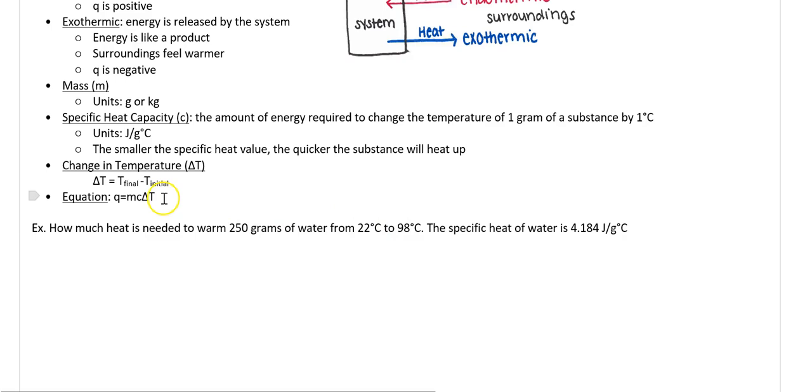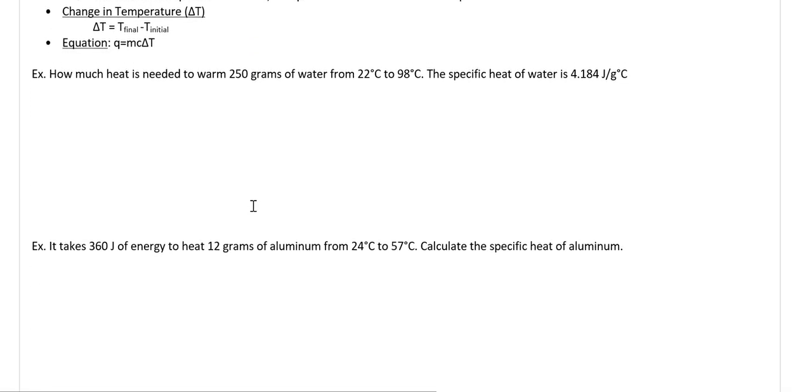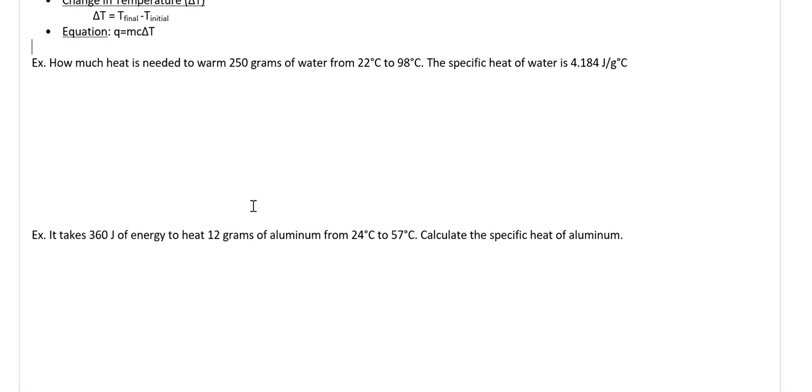I usually call this our MCAT equation because the delta kind of looks like a capital A. So this will be MCAT: Q is equal to MC delta T. These calculations should be pretty easy. All you have to do is define your variables, plug and chug.